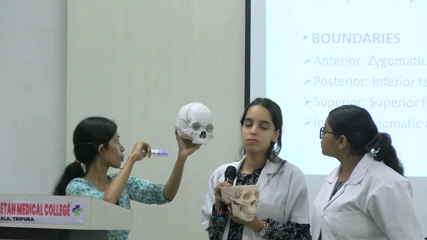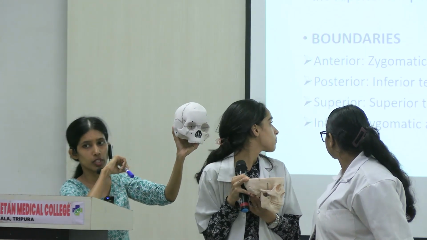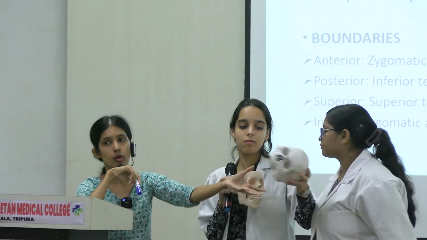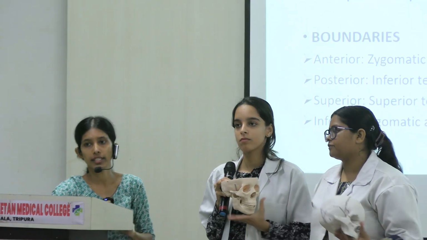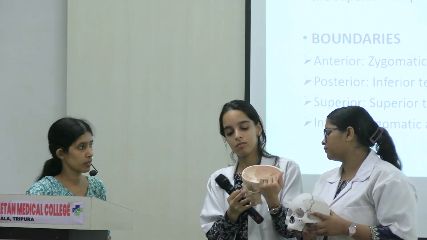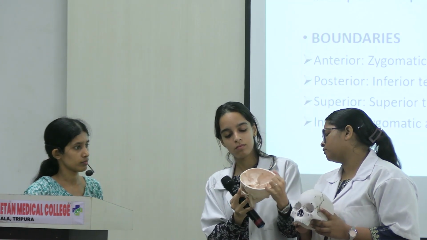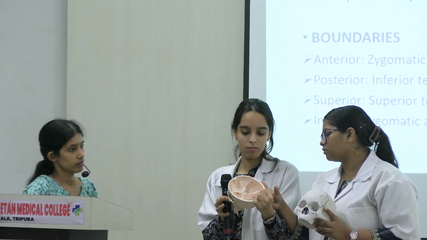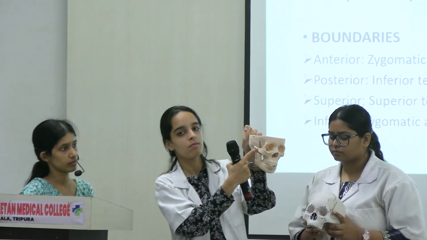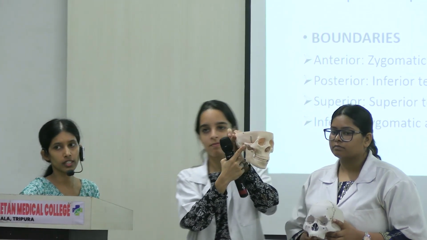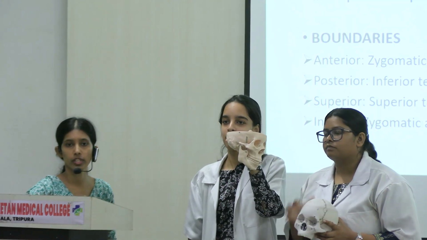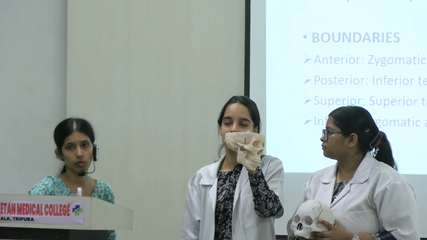Next, superiorly it is bounded by the superior temporal line. Inferiorly it is bounded by your zygomatic arch. So which one is the zygomatic arch? Now show it to them. Inferiorly it is bounded by the zygomatic arch. These are the boundaries of your temporal fossa.